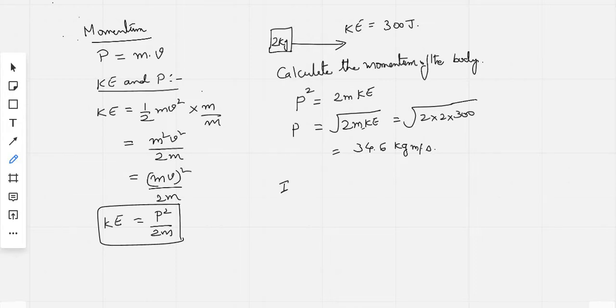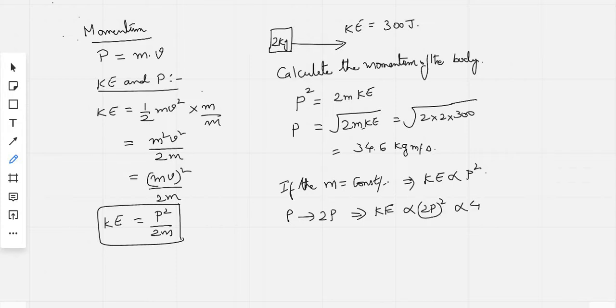So if the mass m is constant, then you can see kinetic energy is directly proportional to momentum square. What it means is, when the momentum increases, kinetic energy also increases. For example, if momentum is doubled, then kinetic energy KE is proportional to p square, so it is proportional to (2p) whole square, which is proportional to 4p square. Then the new kinetic energy KE dash is proportional to 4 into KE. That means kinetic energy increased by 4 times. So kinetic energy increases very fast compared to the momentum, as momentum square is the kinetic energy.